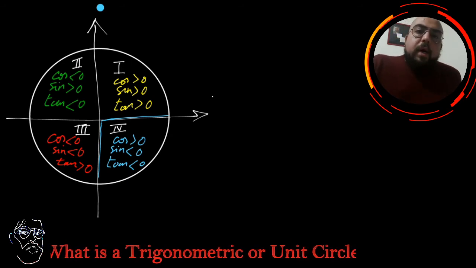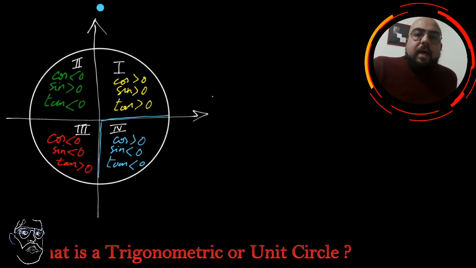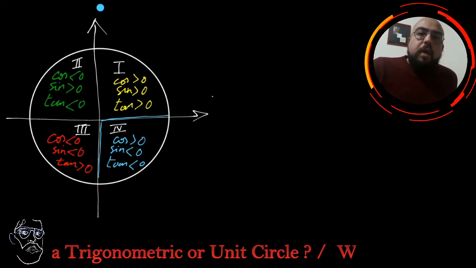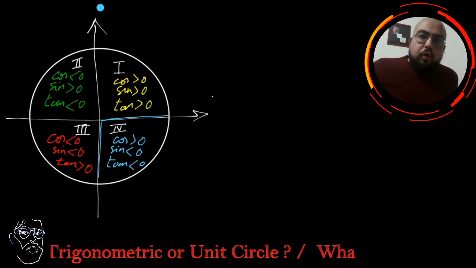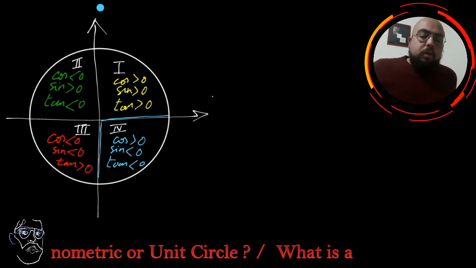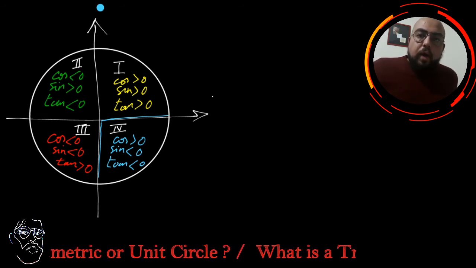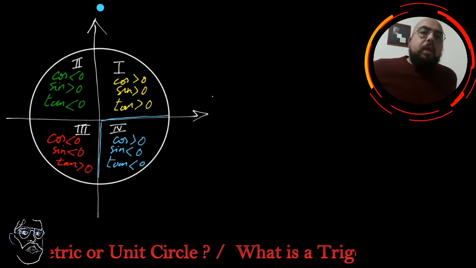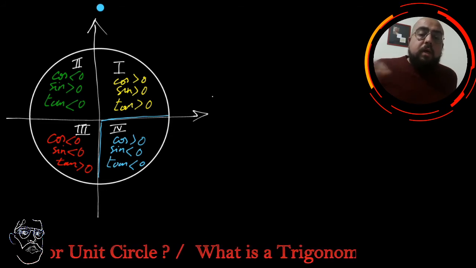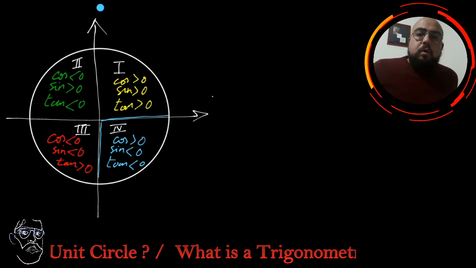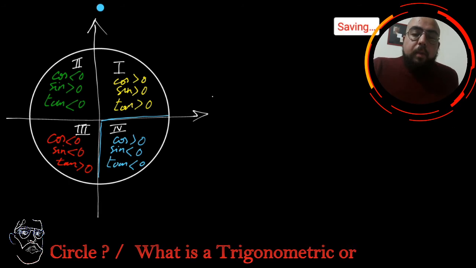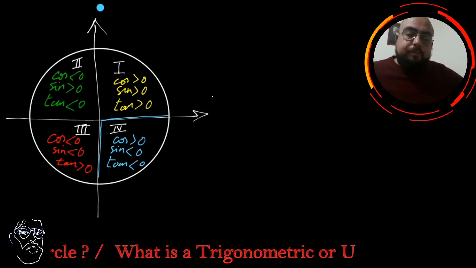So you don't have to memorize the sign of each trigonometric function. You simply have to know the position of your point M, or whatever point it is, the moving point. Once you know which quadrant it belongs to, you will simply conclude about the cosine, the sine, and of course, tangent, cotangent. So this is a very important thing about the trigonometric circle, or the unit circle.